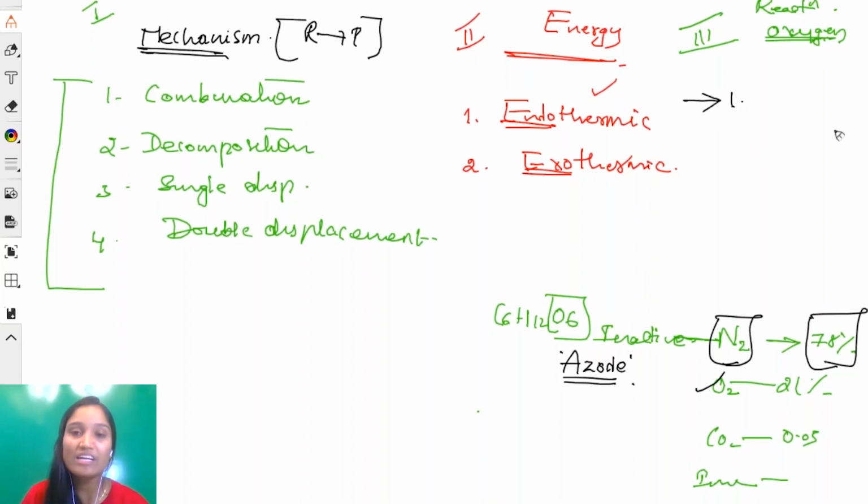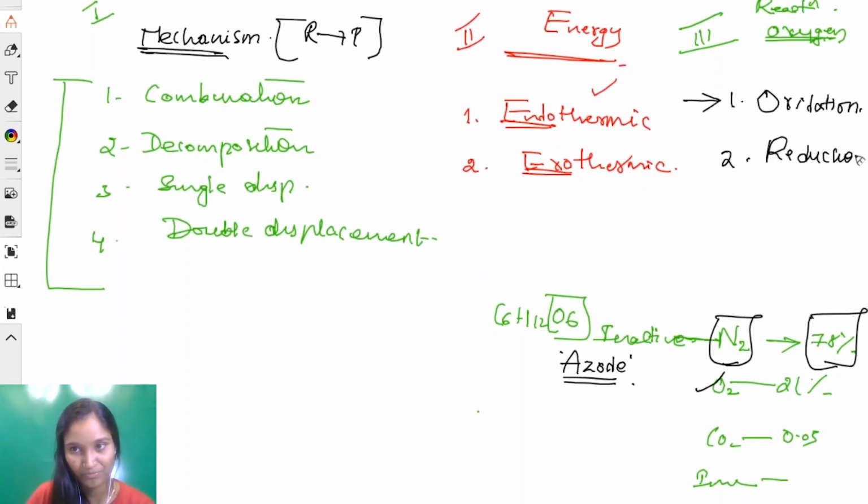One, the reactions in which oxygen is added. They are called oxidation reactions. And secondly, the reactions in which oxygen is lost, they are called reduction. And thirdly, the reactions in which both oxidation and reduction happen simultaneously. They are hybrid reactions, and such reactions are called, very good, redox reactions.